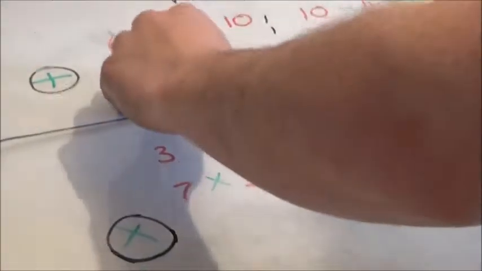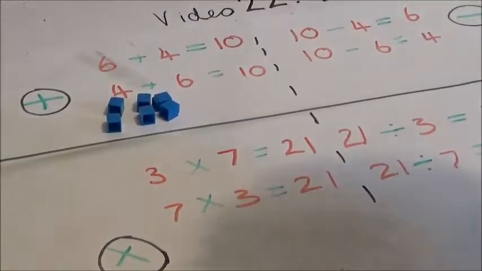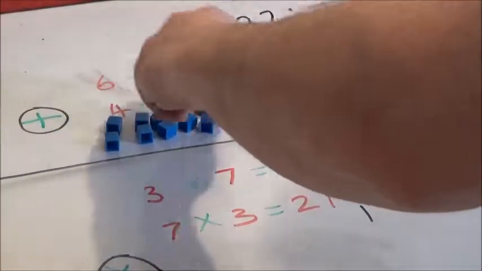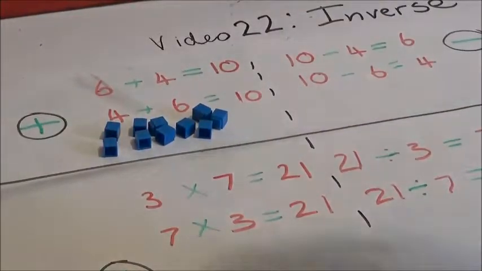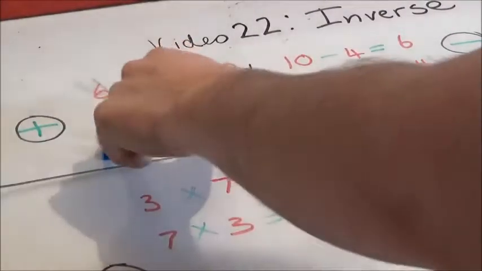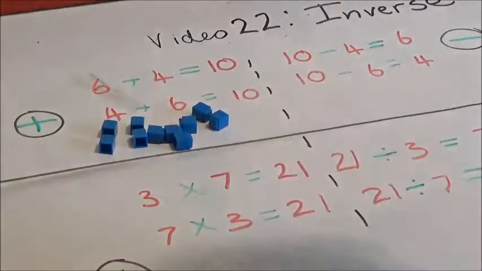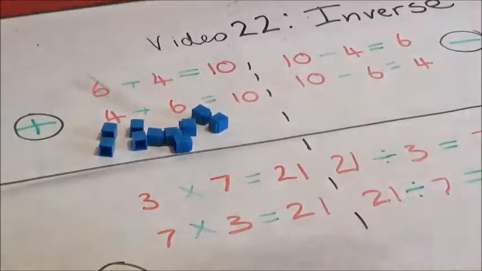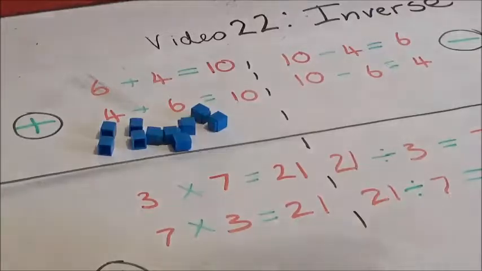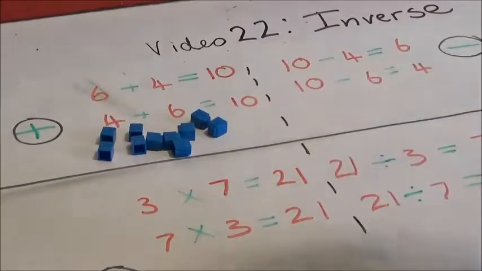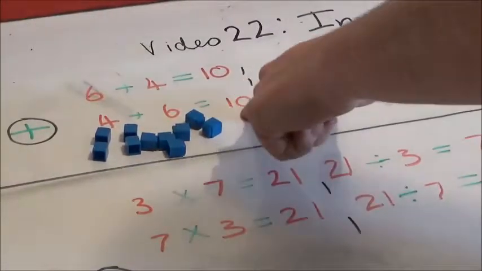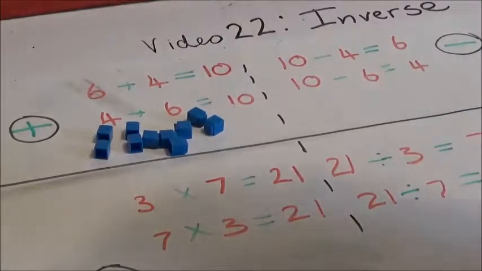There are my 6. And then I'm adding 4, 1, 2, 3, 4, and I'm creating 10. Similarly, if I look at the one underneath, I could do 4 add the 6, and I'm going to get to 10. It doesn't actually matter which way round these go, I will still get to the same number. And the inverse of this is starting almost with the answer and working our way back through the question.